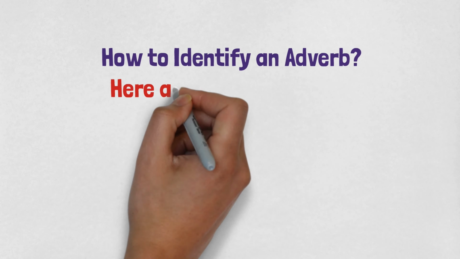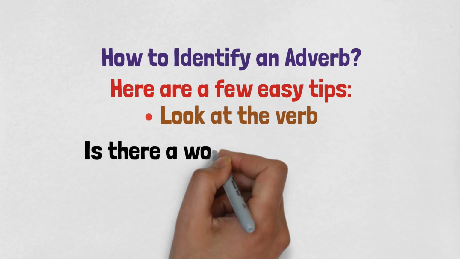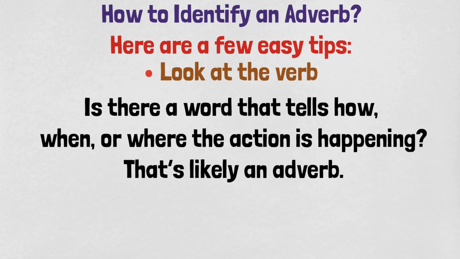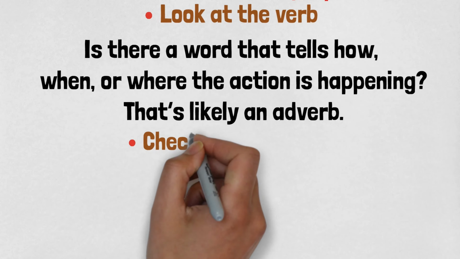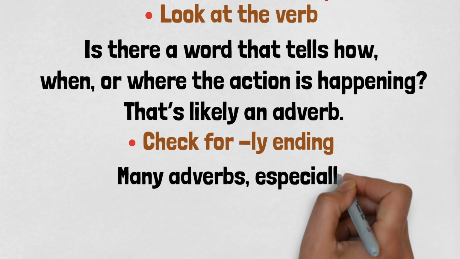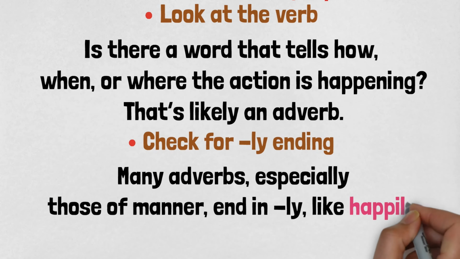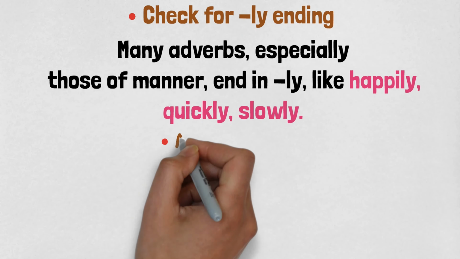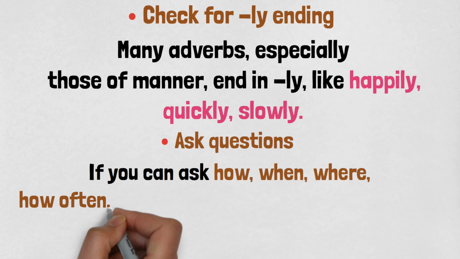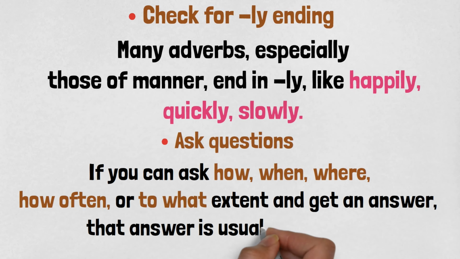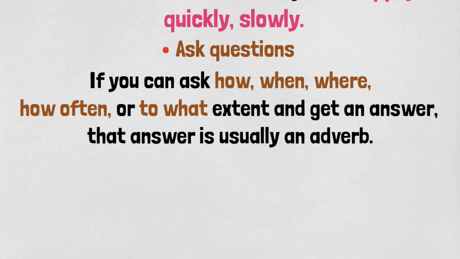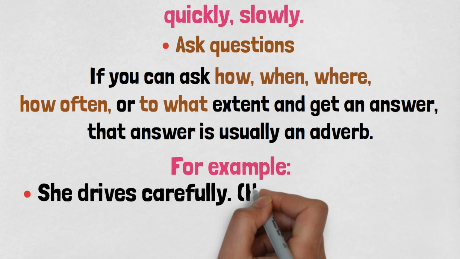How to identify an adverb. Here are a few easy tips. Look at the verb. Is there a word that tells how, when, or where the action is happening? That's likely an adverb. Check for -ly ending. Many adverbs, especially those of manner, end in -ly, like happily, quickly, slowly. Ask questions. If you can ask how, when, where, how often, or to what extent and get an answer, that answer is usually an adverb.